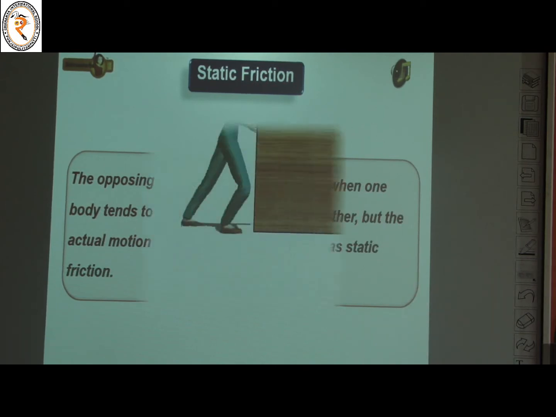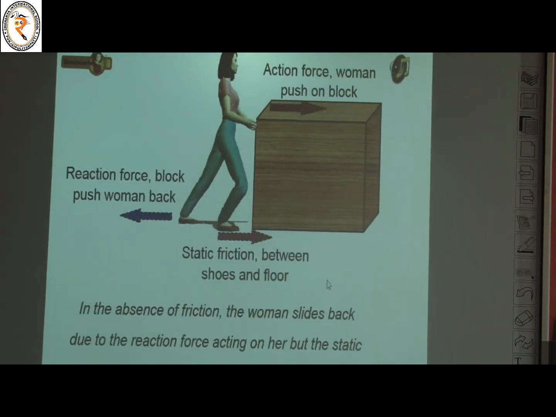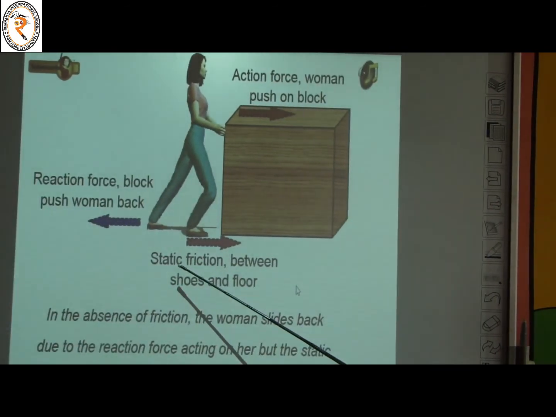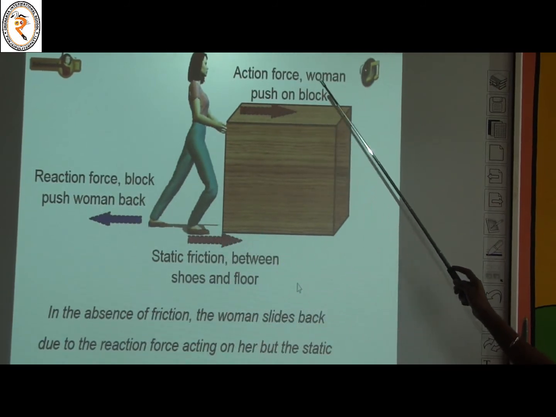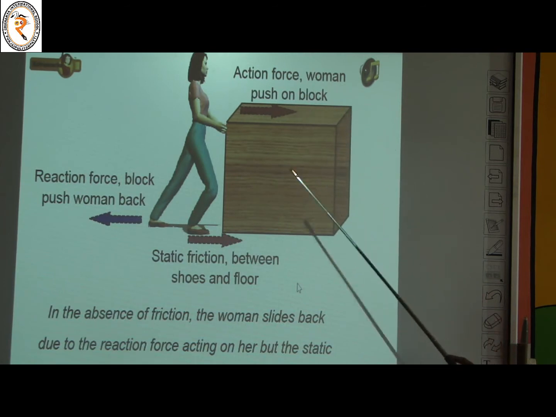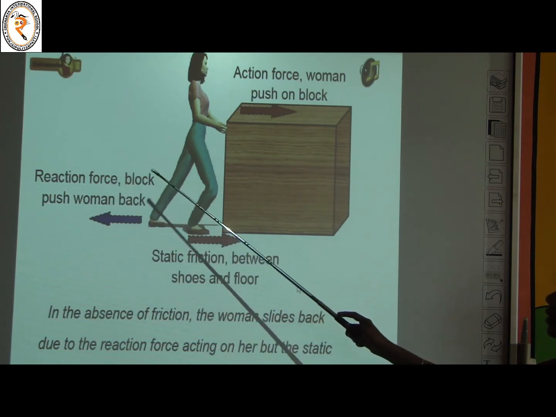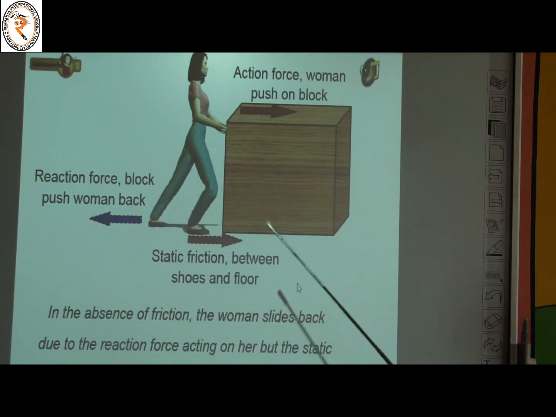And the next one, see an example. Here, this is the static friction between shoes and the floor. This is the action force: the woman pushes on the block. Here a woman tries to push a block. This is the reaction force: the block pushes the woman back. In the absence of friction, the woman slides back due to the reaction force acting on her, but static friction prevents her from sliding. So what is this an example of? This is an example of static friction.